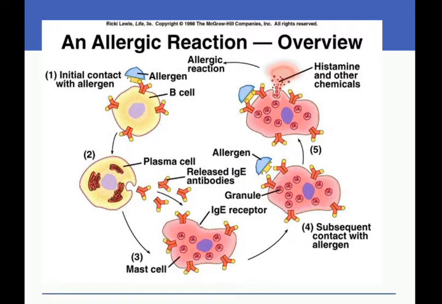This is an allergic reaction overview. First, you have initial contact with an allergen. Your B cell detects it and becomes a plasma cell. As a plasma cell, it releases IgE antibodies, which are received by the mast cell. The mast cell has IgE receptors, so it will release a lot of histamine and other chemicals if the allergen comes again.